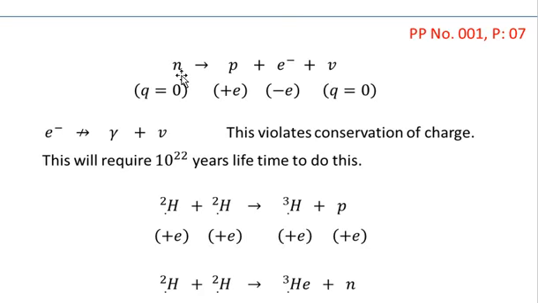Now let's talk about the decay of the neutron. This is the neutron on the left hand side, and on the right hand side of this arrow, a proton is produced plus an electron is produced plus a neutrino is produced. You may call this the decay equation of the neutron. The neutron has charge Q equal to 0, the proton has charge plus e, the electron has charge minus e, and the neutrino has charge 0. So again the charge on the left hand side and the right hand side is the same.